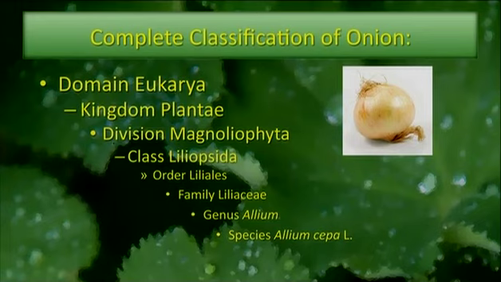I can give you a mnemonic, another way to easily remember these. The beginning of each taxon is D, K, D, C, O, F, G, S. Think of King David hiding: Dear King David, come out for goodness sake. So you'll need to know all these levels of classification for purposes of your exam.